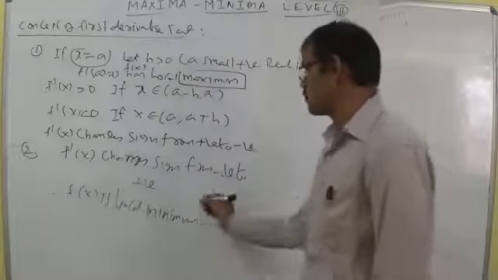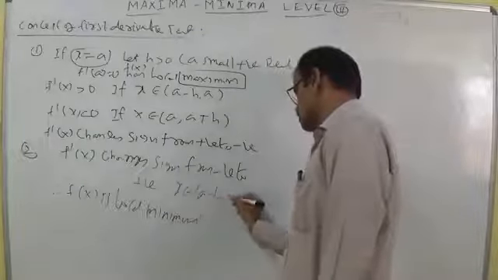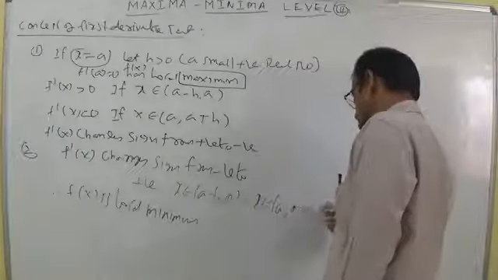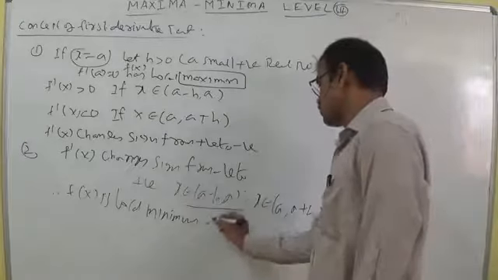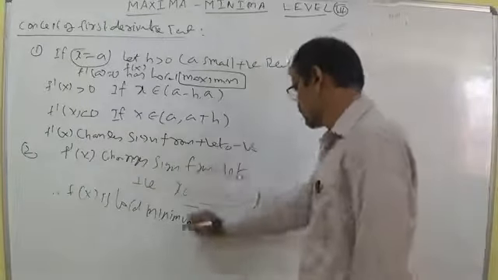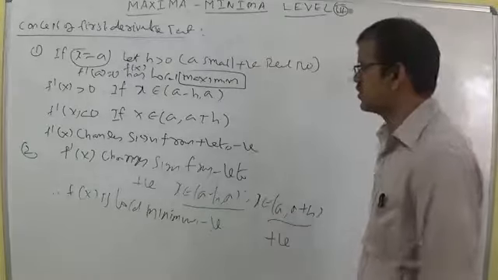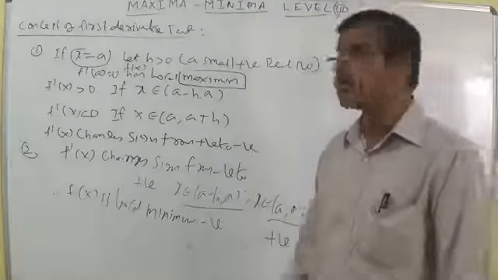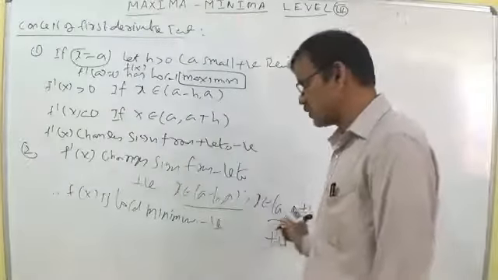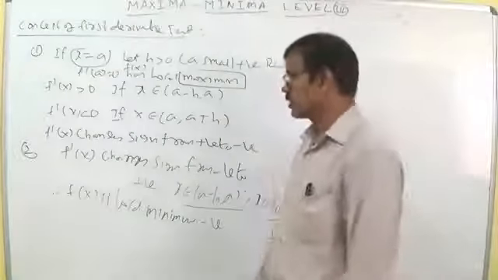Here, what is negative to positive, sir? Between x belongs to a minus h comma a and x belongs to a comma a plus h. Here this value should be positive, and positive to negative becomes maximum. This value should be negative in this case and this value should be positive in this case. If the value changes from left to right, negative to positive, it becomes a local minimum, and if the value changes from positive to negative, it becomes a local maximum.